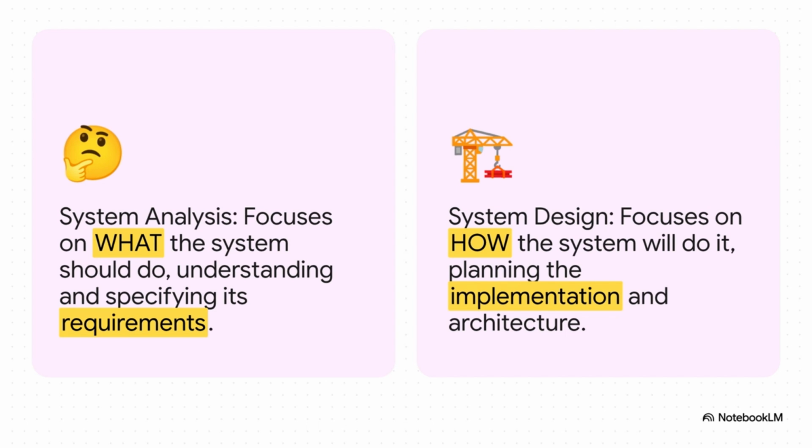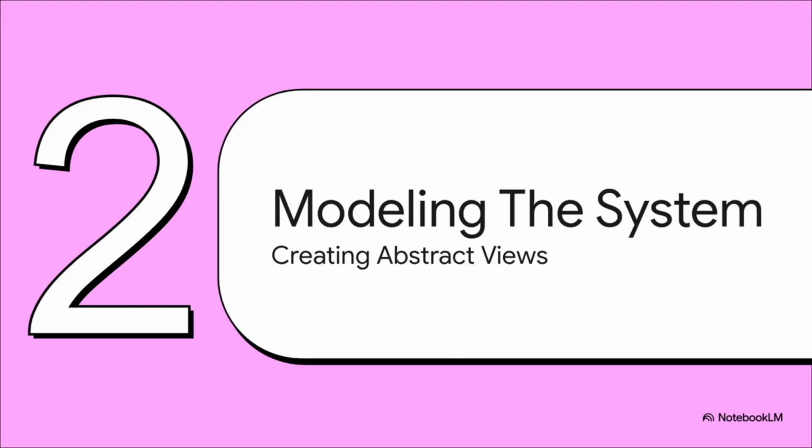Design, on the other hand, is all about the how. How are we going to build it? What programming language? What database? How will all the pieces talk to each other? You simply can't figure out how to build something until you know exactly what it is you're supposed to be building. And the main way we figure out that what is by creating those models we just talked about. This is really where the magic happens, where we take a really big, complex idea and start breaking it down into pieces we can actually understand and talk about.